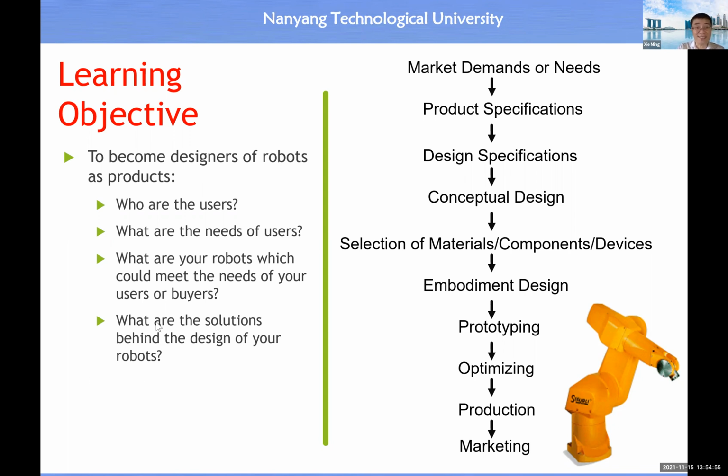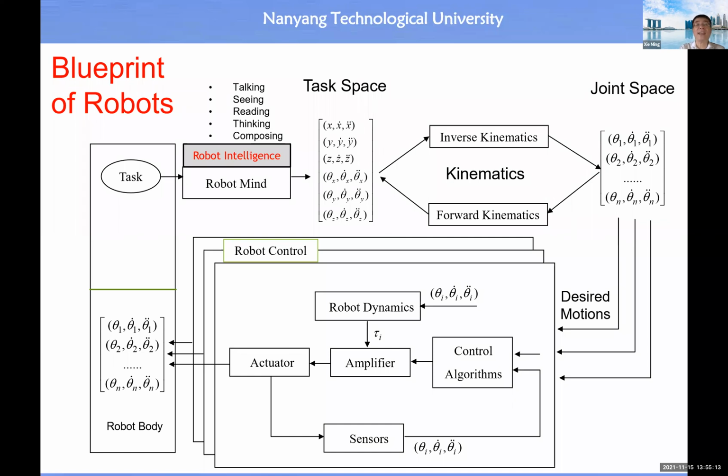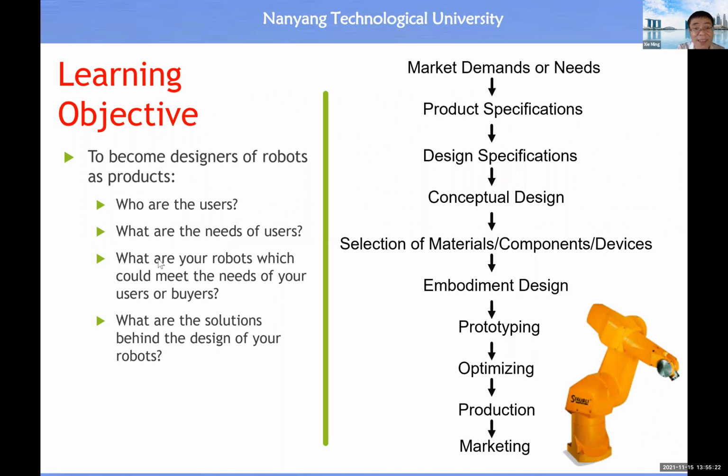So from here, you will see that the learning objective of this course is for you to learn the knowledge and the principle, which will enable you to derive your answer to question number three and question number four. For example, this slide shows you the generic answer to question number three. What will be your robot? What is your robot which could meet the need of your user or buyer?